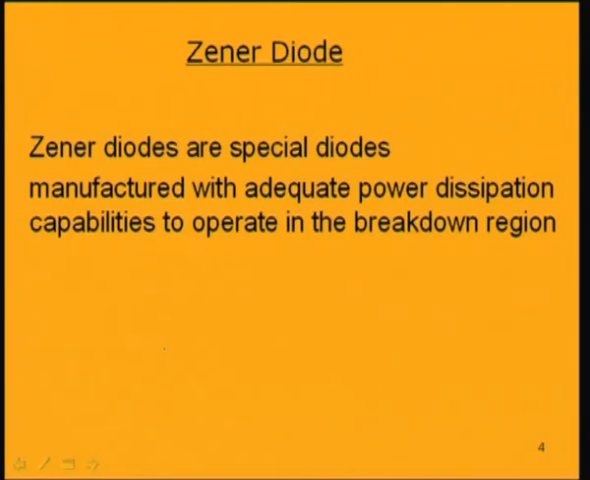So, these Zener diodes are special diodes which are effectively utilized in the reverse breakdown region. Now, it does not mean that the Zener diode is only operable in the reverse breakdown, but it can be used in the forward region also. In the forward characteristic, if we see, it will be similar to the VI characteristic of a normal diode.